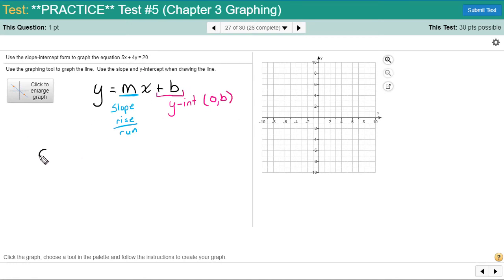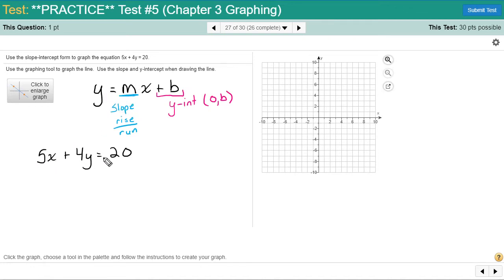We were given 5x plus 4y is equal to 20. So the first thing I'm going to ask myself is, is this equation 5x plus 4y equals 20 in slope-intercept form? Is the y all by itself here? No, clearly not, right? In fact, this equation is in standard form, which is another form that you can use for graphing, but you cannot identify the y-intercept nor the slope in standard form. The only form that you can identify these two pieces of information right off the bat just by looking at the equation is by putting the equation in slope-intercept form.